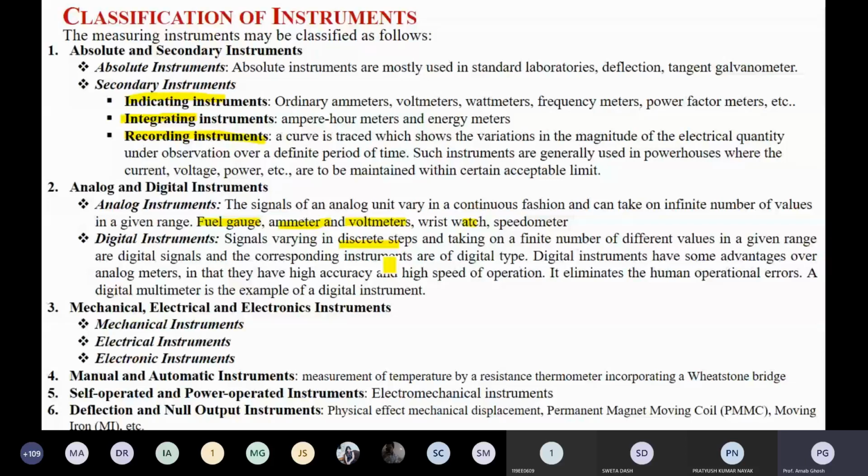So what type of advantages are there? The first one is that it gives you accurate results with a high speed of operation. These two things are very important. Accurate result means how much maximum value you can extract from the system. If you are able to extract the maximum amount of value, then the error will be minimum. So that is one of your benefits.